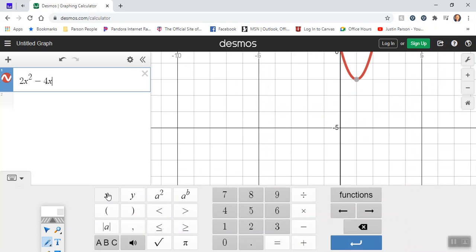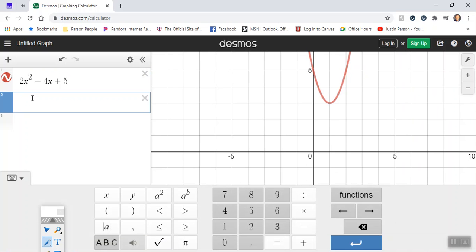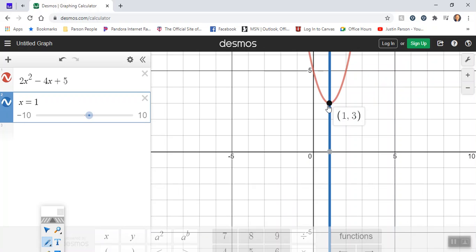Plus 5 or minus 5? Okay, where did we say the line of symmetry was again, kids? So if I type in x equals 1 like this, does that divide it in half? Is that an axis of symmetry? Does the left half mirror the right half? And what did we say the vertex was, kids? 1 comma what? Does that match?